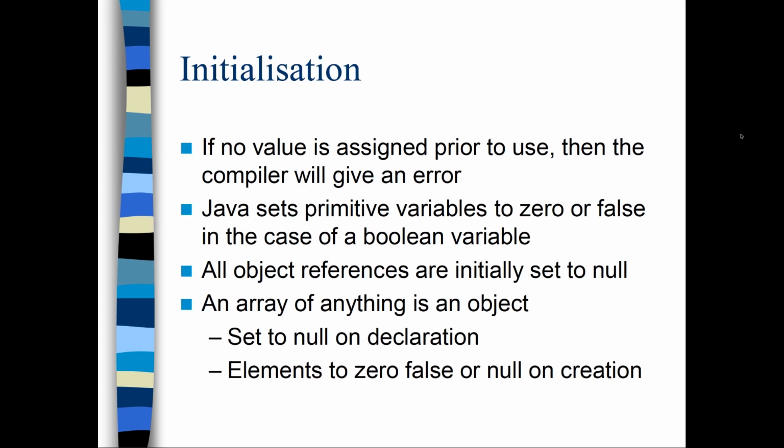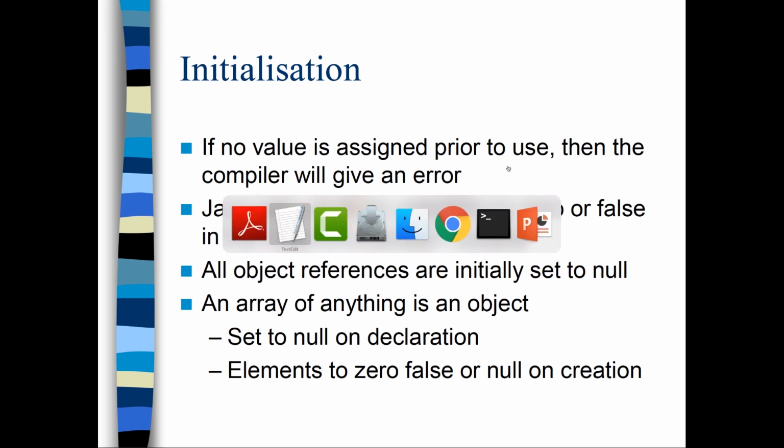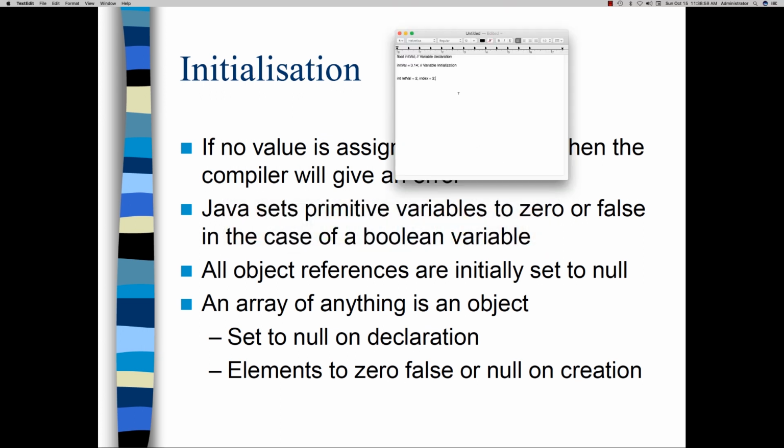As we saw how the initialization is done, let's get more into it, like what initialization actually is and how it is to be done in Java. If no value is assigned prior to use, then the compiler will give an error. Basically in the latest Java, if we don't assign a value to our variable and just keep it like this, it takes the default value as 0.